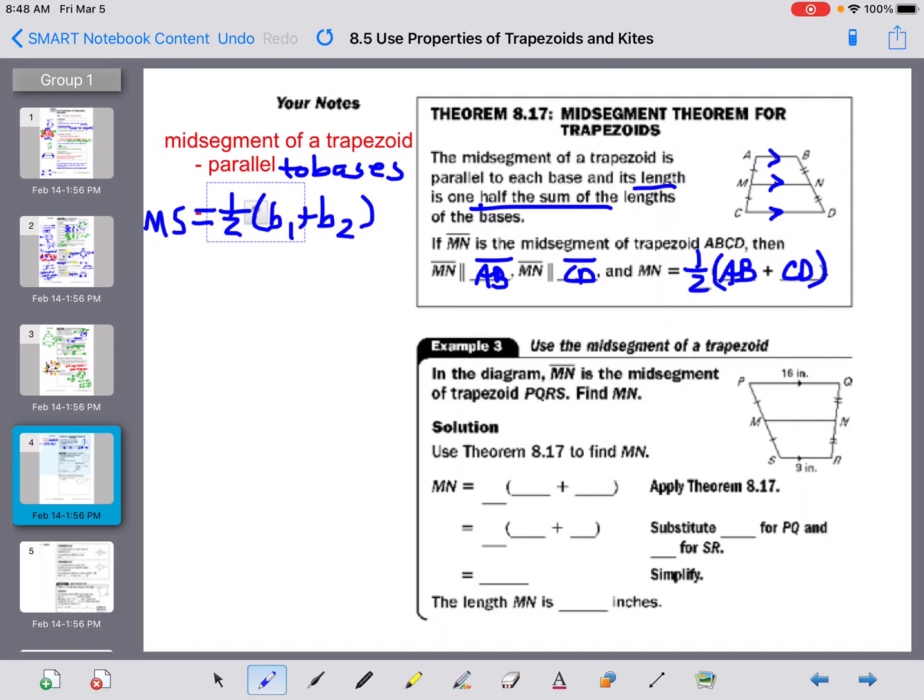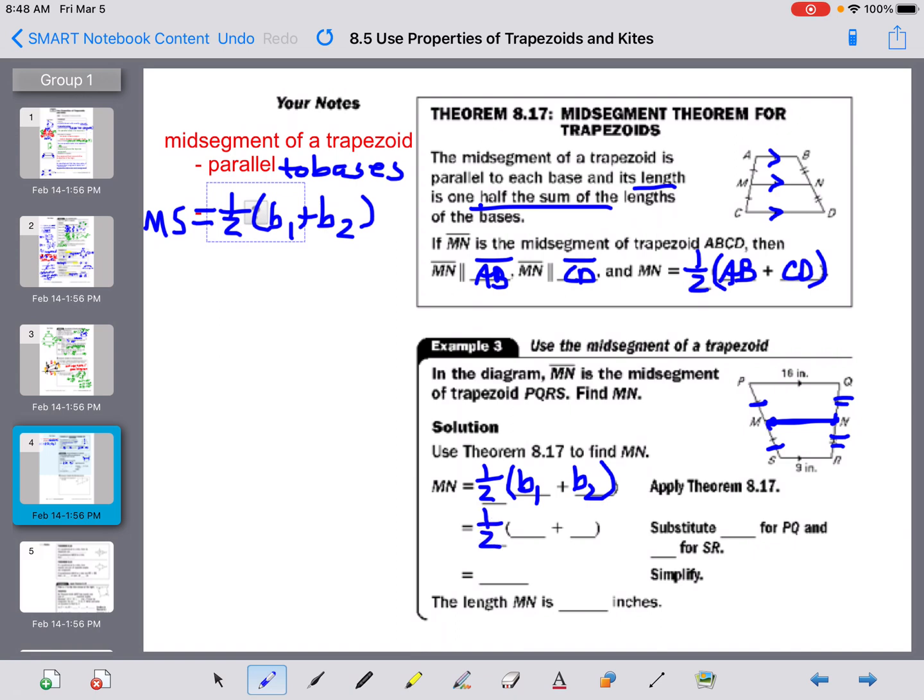So in this diagram here in example 3, it says MN is the midsegment, and I can tell because M's a midpoint and N's a midpoint, and joining midpoints, we call that a midsegment. So MN is the midsegment, and we want to find its length. So the length of a midsegment equals half of base 1 plus base 2, just to remind us. Does it matter which one is base 1 and base 2? No, not at all, as long as we know there's two different bases.